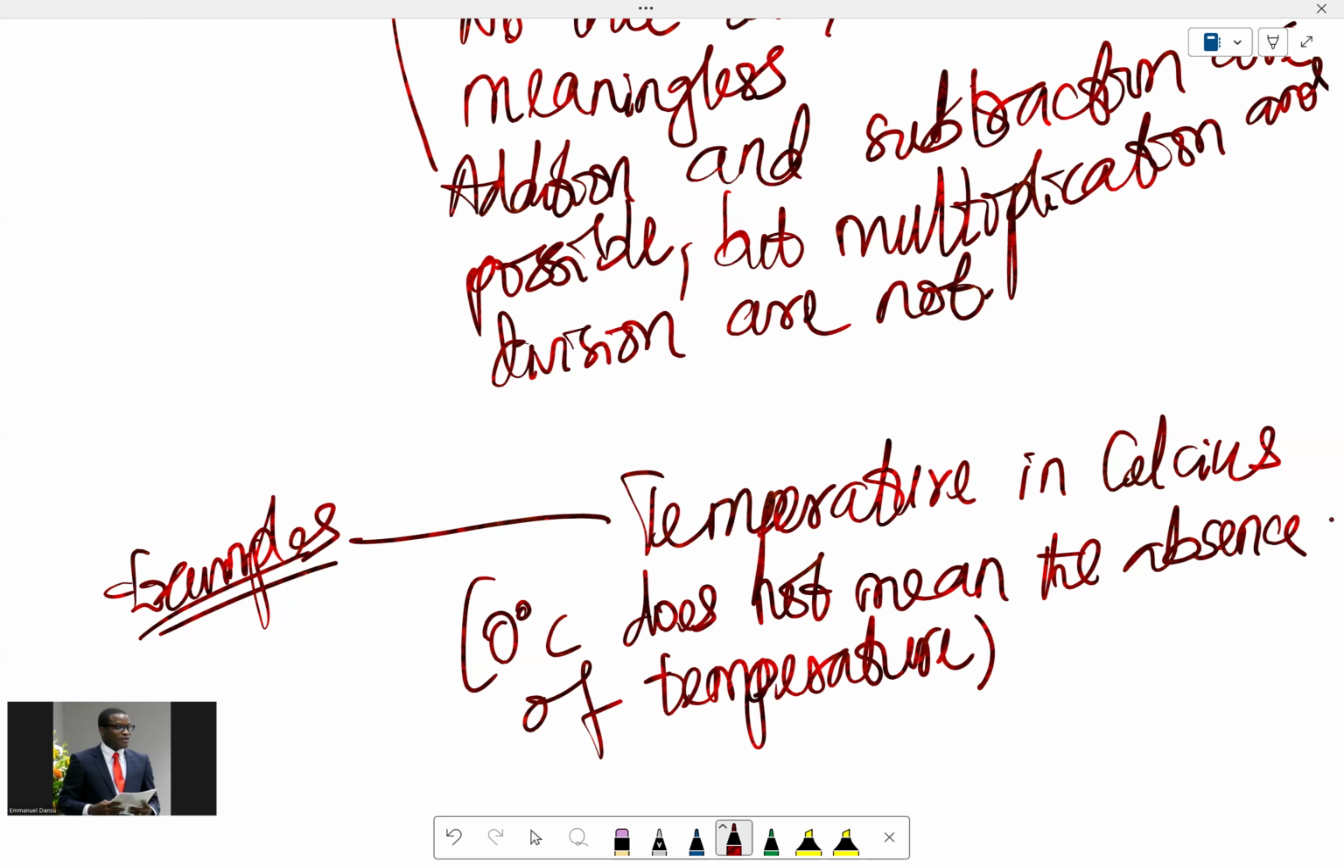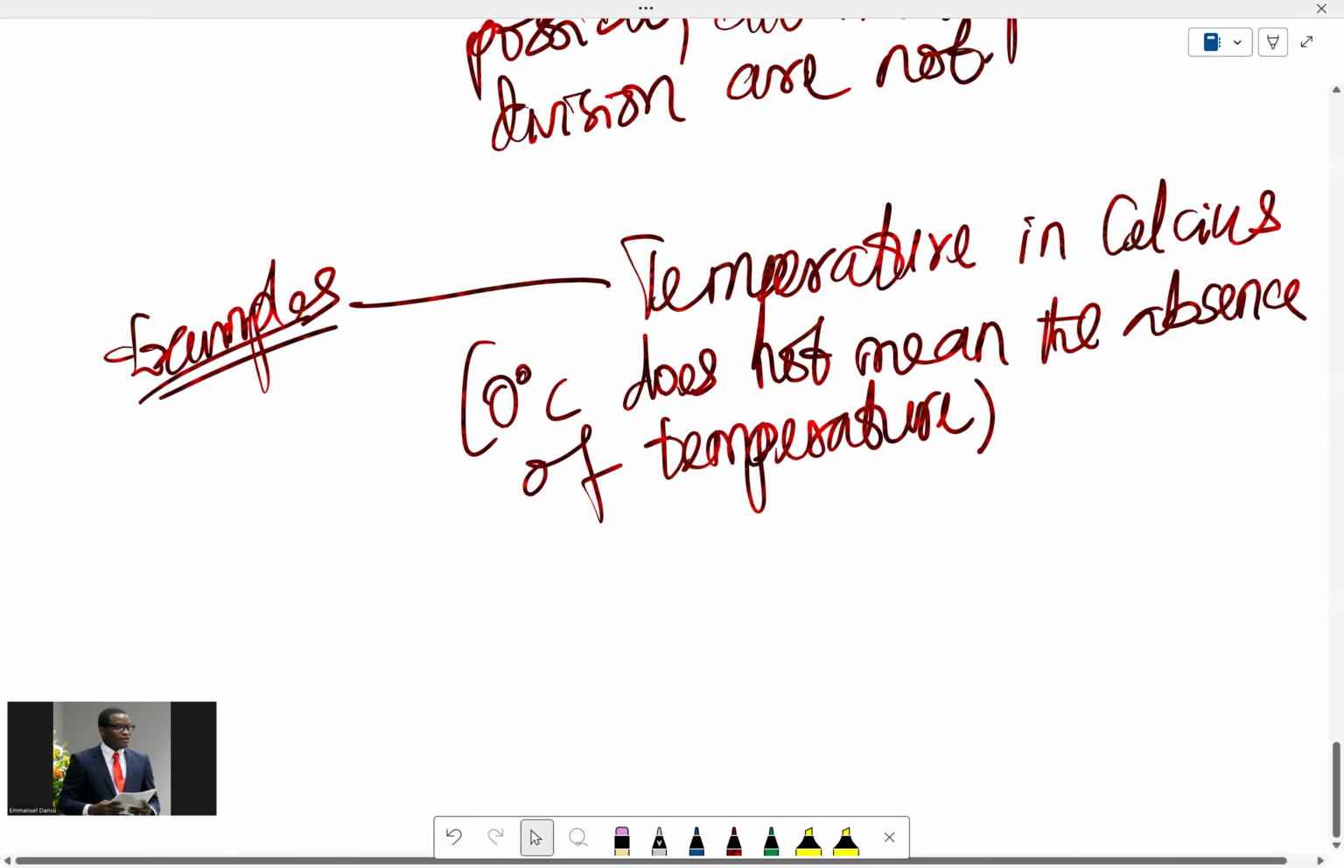But 0 degrees centigrade is actually, interestingly, I think it's 273 degrees. Am I correct with that now? I think it's 32 degrees Fahrenheit or something like that. I'm not sure. But 0 degrees temperature does not mean that temperature has ceased to exist. It is still there. It is just like any other value in the process.